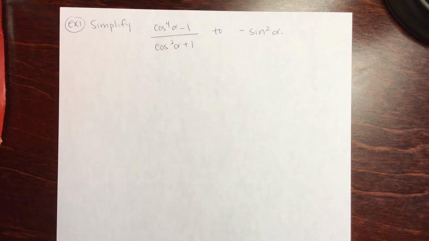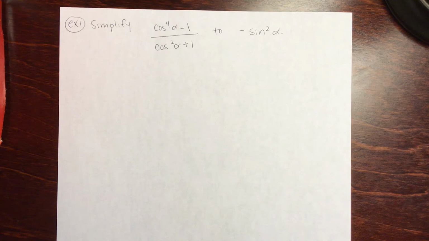Example 1. Simplify this fraction to get negative sine squared alpha. Okay, we need to think back through some of our hints, and we are going to use the first hint about simplifying. If you're going to simplify something, most of the time that means we distribute and combine like terms because we're trying to get rid of parentheses. But if you have a fraction, instead, when you simplify fractions, you factor and cancel.